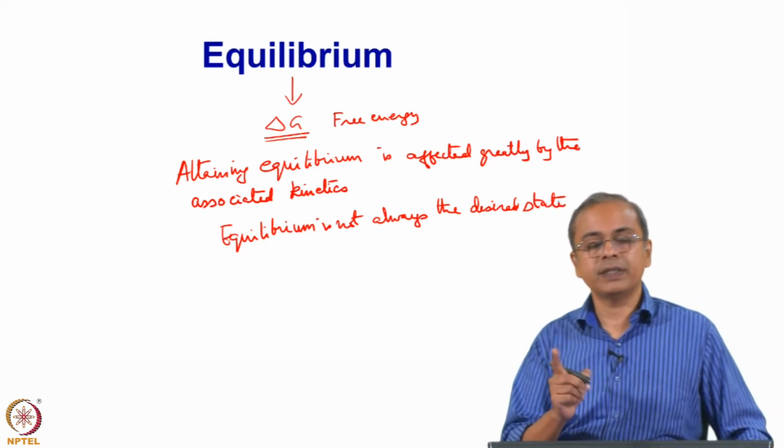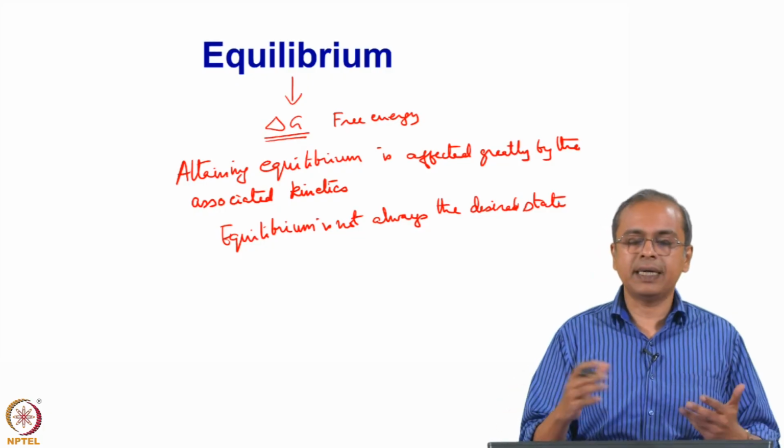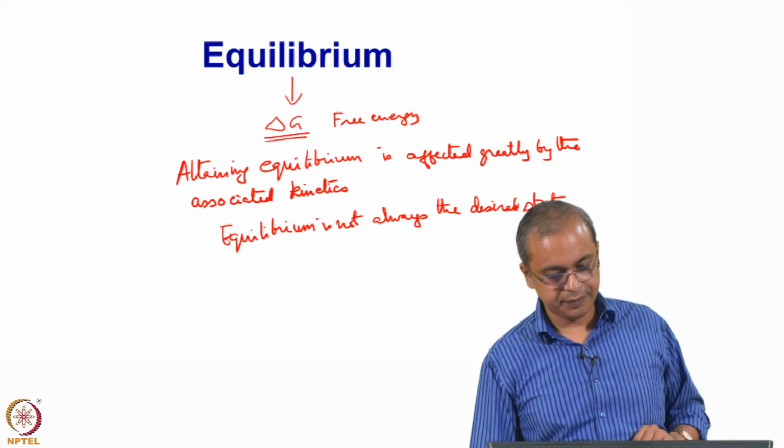So, equilibrium is not always the desired state, it is the state that many times the system will head towards, but it is not the desired state.